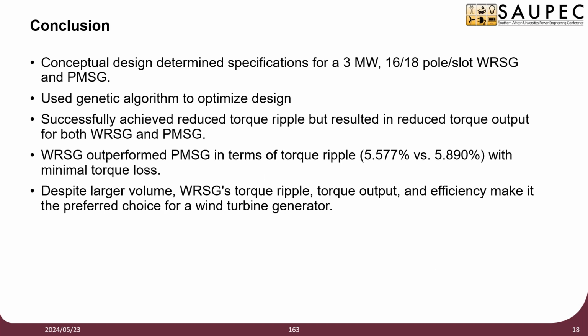The objective was to design and optimize a WRSG and a PMSG to achieve a torque ripple of below 6%. The optimization process involved adjusting stator slot widths and heights for both the WRSG and PMSG, as well as the rotor slot dimensions for the WRSG to minimize the torque ripple. The conceptual design process resulted in the specification being determined for a 3 megawatt 16-18 pole slot operating at 375 RPM for a WRSG and PMSG.